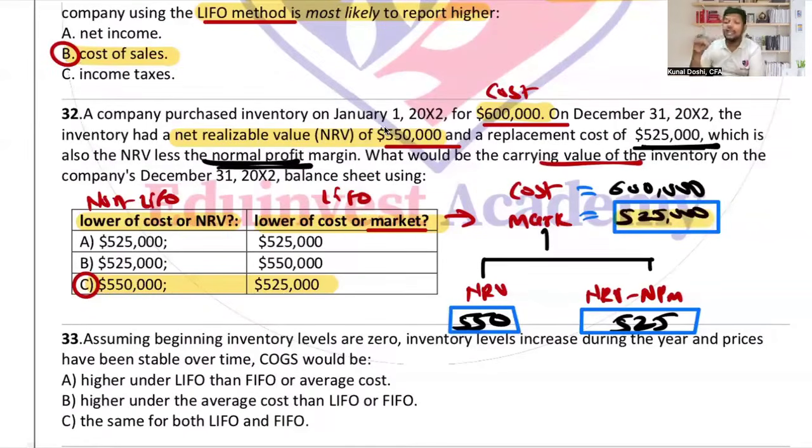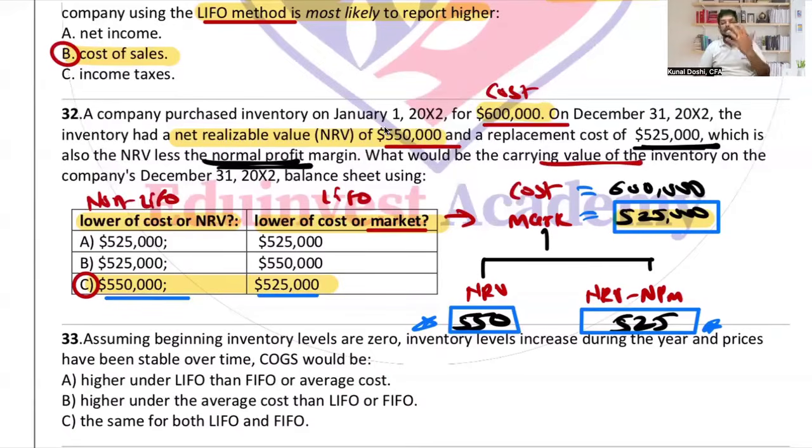If they had given me a replacement cost of 510,000, can I take 510? No, the minimum I can take is 525. If they give me a replacement cost of, let's say, 575, can I take 575? No, the maximum I can take is 550. But here they give me 525, which is okay within my limits. So my market replacement cost is a range here. You have to test whether it falls in the range. Now I have to take the lower of both, 600 and 525. Which one is lower? 525. So I go with that.